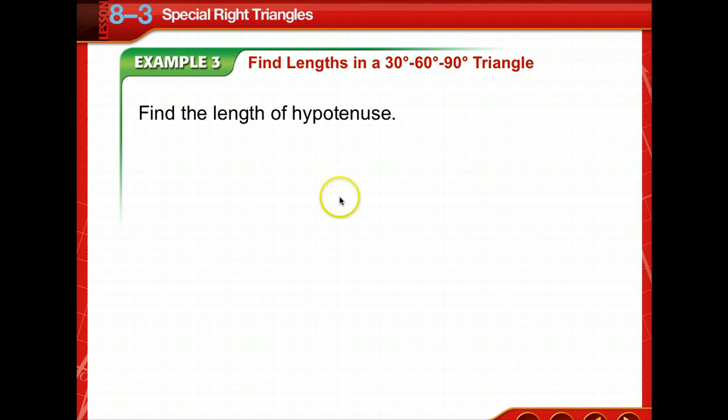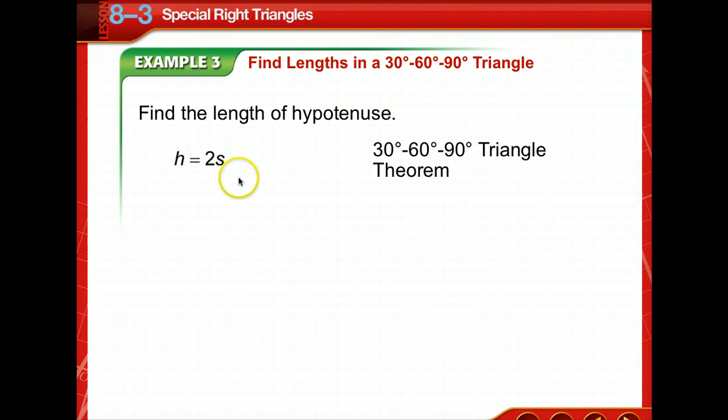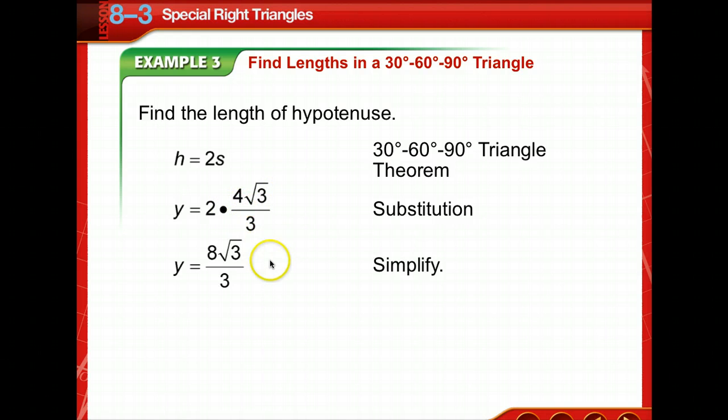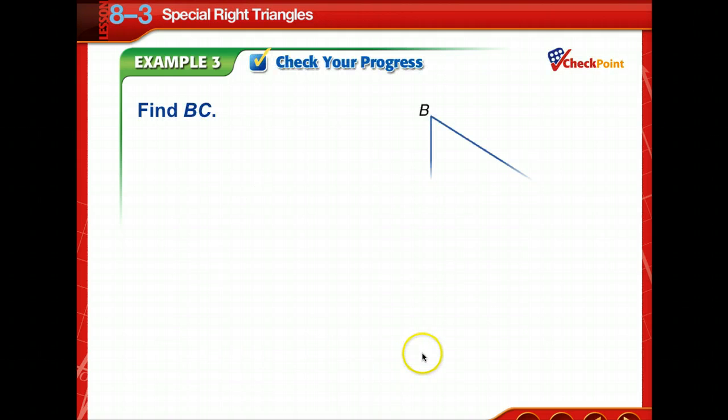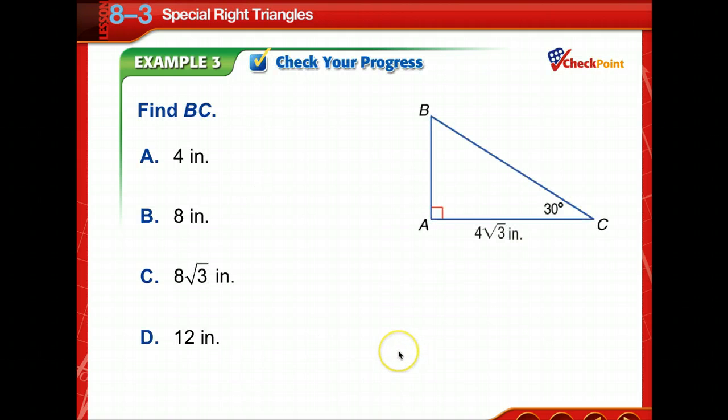Now let's find the length of the hypotenuse. The hypotenuse we know is 2 times the shorter side. So y is equal to 2 times, and the shorter side is 4 square root of 3 over 3. So 8 square root of 3 over 3. And that is our answer. X is 4, y is 8 square root of 3 over 3. Time to check your progress. So pause the video, work the problem, come back and check your answer.